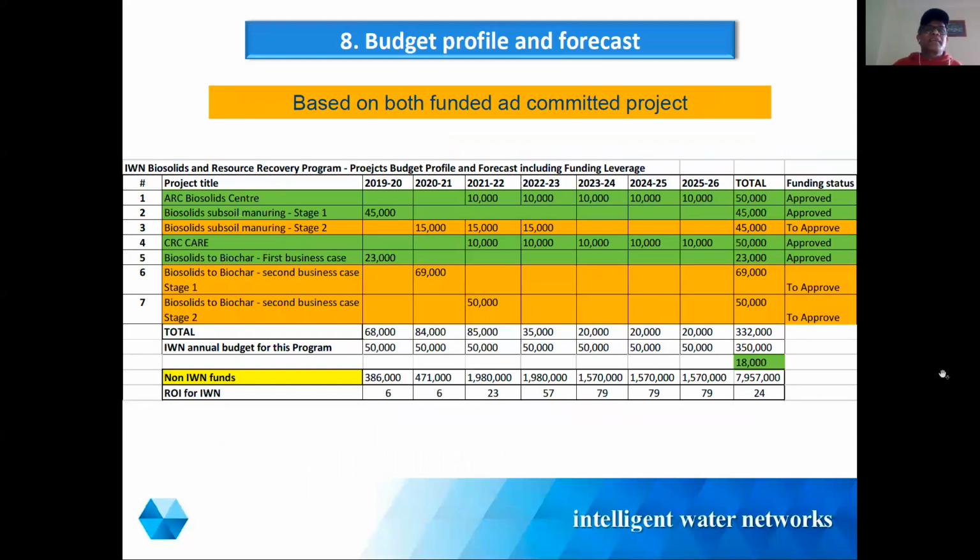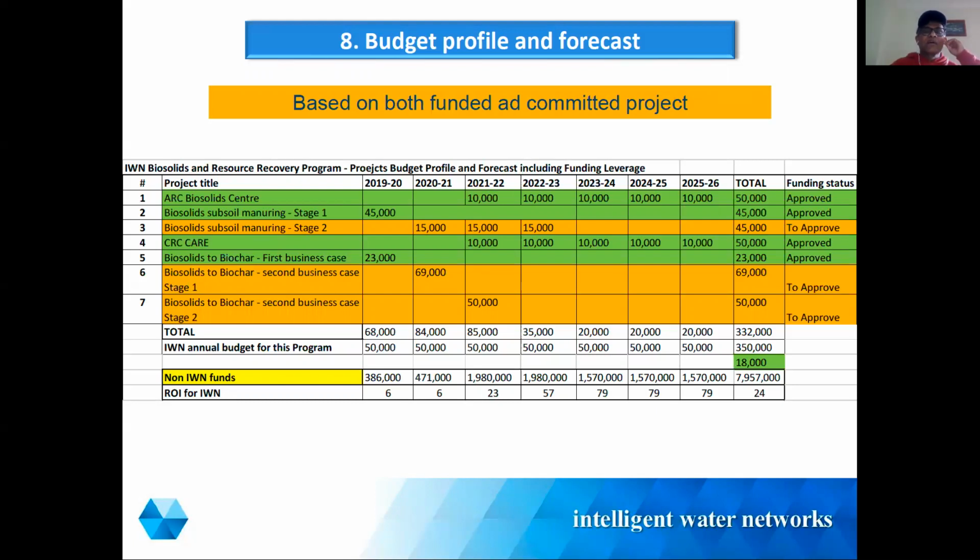I put up that slide based on the four projects listed above. This is the budget profile and forecast for the next, I don't know, 1, 2, 3, 4, 5, 6 or 7 years. I understand the budget for the Biosolids program is only 50K per year. I don't know whether you can see those figures. No, I can control this.